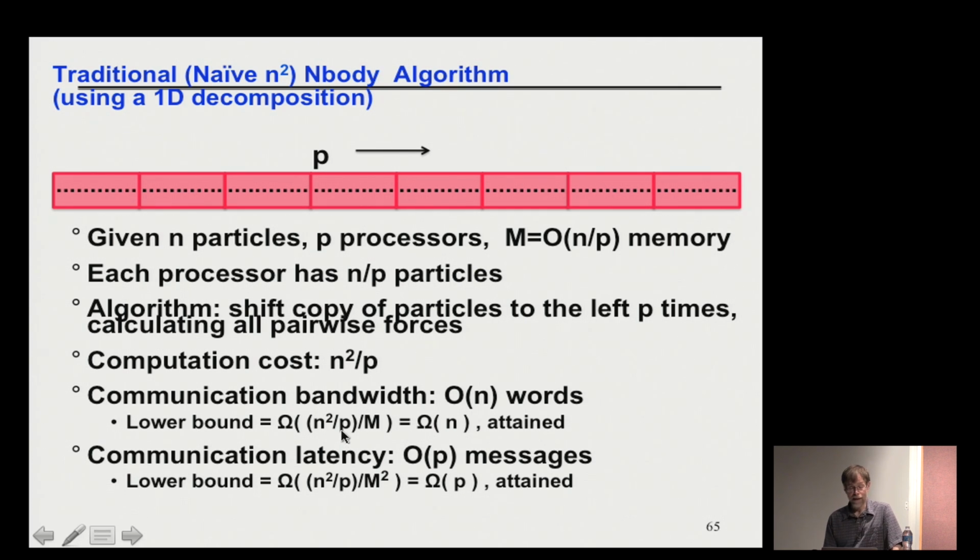Well, what's the lower bound? The lower bound was n squared over p divided by the local memory. And if the local memory is n over p, it works out, right? This cancels exactly, and this very naive algorithm attains the bandwidth lower bound. And how many messages did I send? Well, each guy was sent once, so there's p messages, and that also attains the lower bound. If I take n over p, square it, divide it into the numerator, it's p messages. So the naive algorithm does just fine.